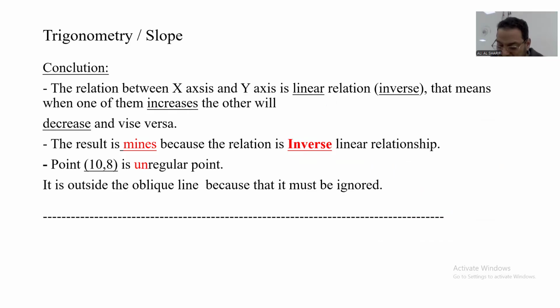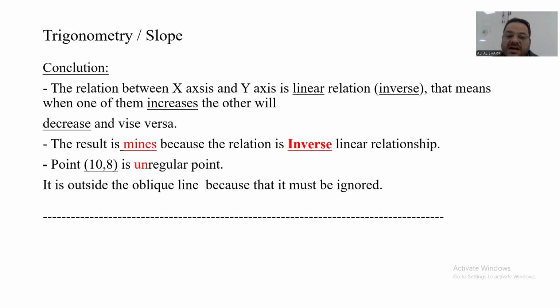The conclusion is important. It gives an idea that you understood everything about your plot, your graph. The relation between the x-axis, I mean time, and the y-axis, which was the velocity, you should write that. It is a linear inverse relation because I have a minus slope result. That minus means when one of them increases, the other will decrease and vice versa. The result is minus. Why? Because the relation between them is an inverse linear relationship.